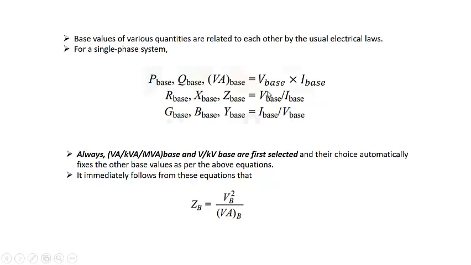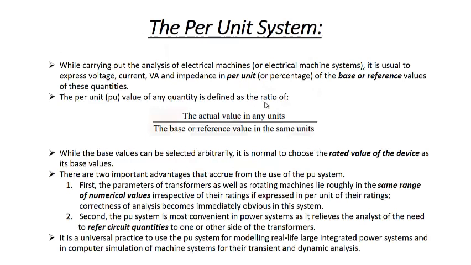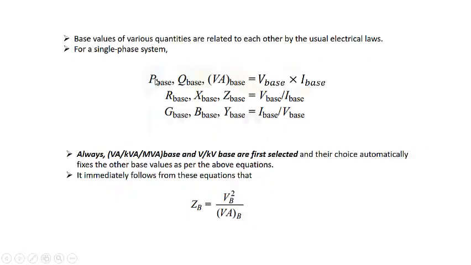First, we need to select two base quantities, and from these two base quantities, other base quantities can be calculated. For example, as I have told you, we need to express voltage, current, VA, and impedance in per unit. So usually VA and voltage are taken to be the base values, and then the current base value and impedance base value are calculated from these values.